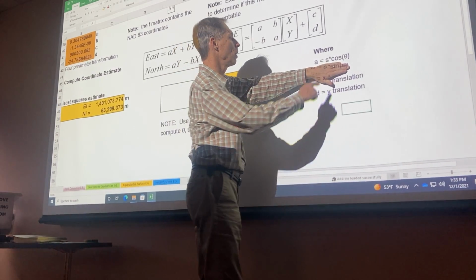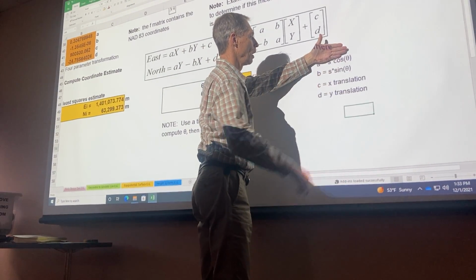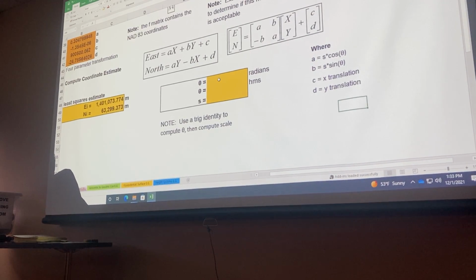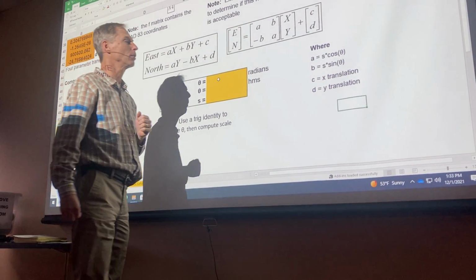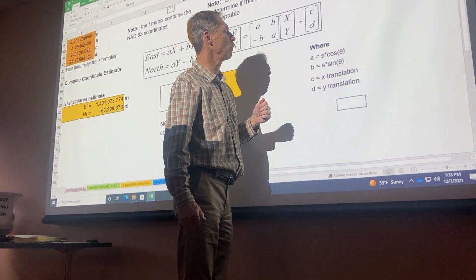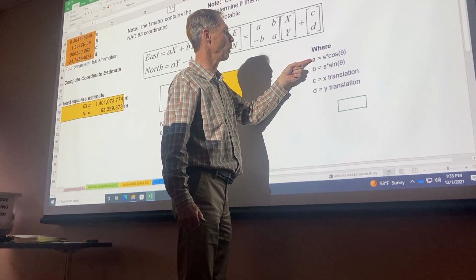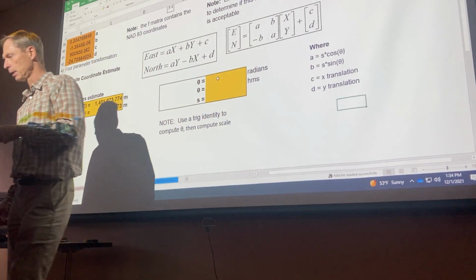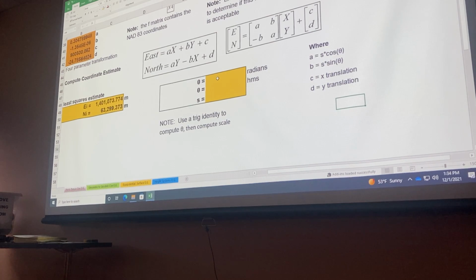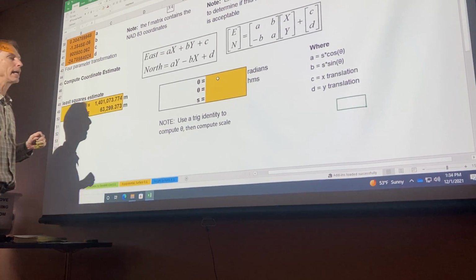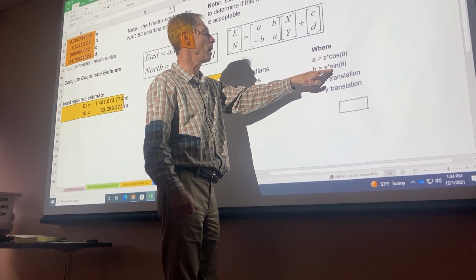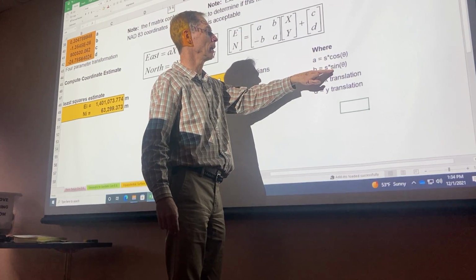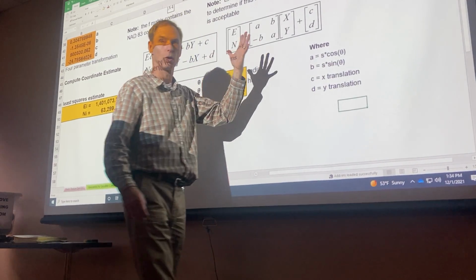Well, I've got two unknowns, S and theta, in each equation. But if I have two equations and two unknowns, I should be able to solve it, right? Sound familiar? So what do I have to do? Let's be a little more sneaky here. What if I were to divide the B equation by the A equation? What happens? The S's cancel out. What is sine divided by cosine? It's opposite over hypotenuse divided by adjacent over hypotenuse. When you invert and multiply, what do you get? The tangent. So the arctangent of B over A is the rotation angle.